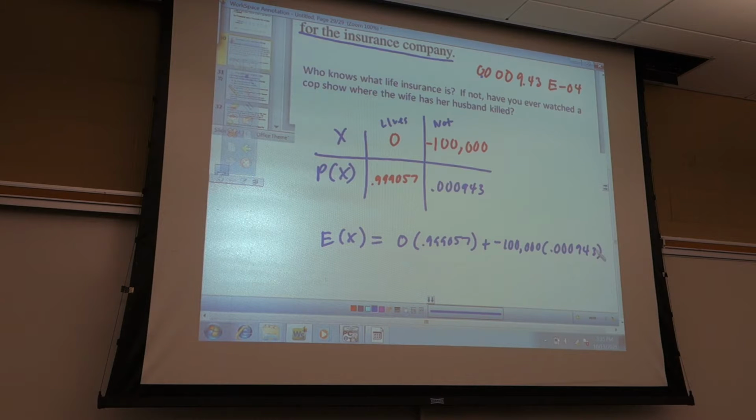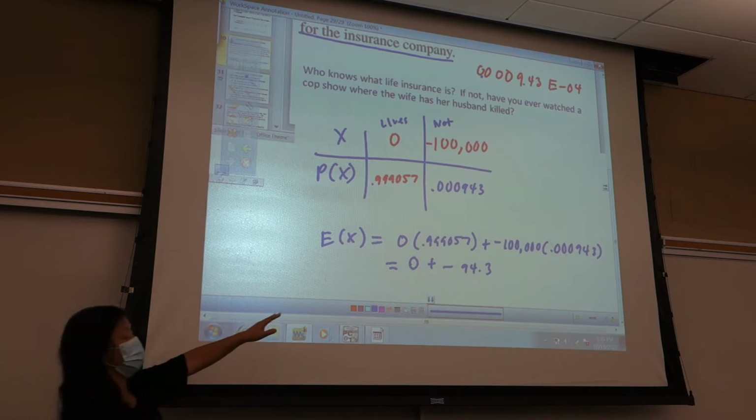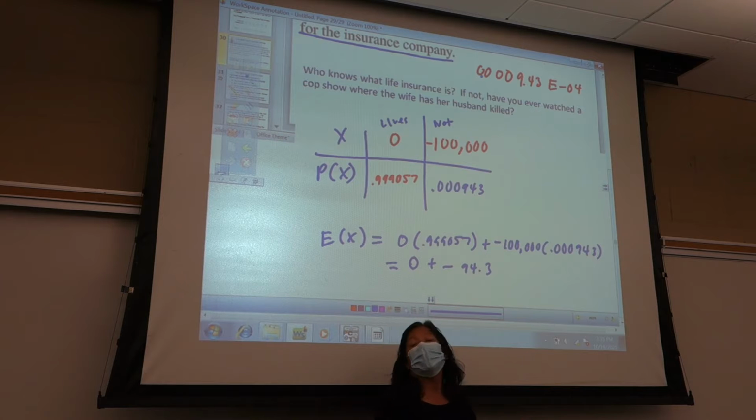And Rachel, what do you do when you get this? You multiply the 0 times the one in parentheses, yes, and so 0. And then plus negative 100,000 times the one in parentheses, and that's 94.3, or negative 94.3. Great. So they're going to pay out, on average, $94.30.